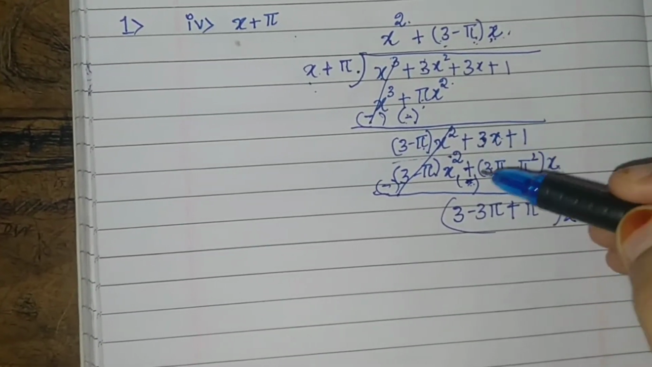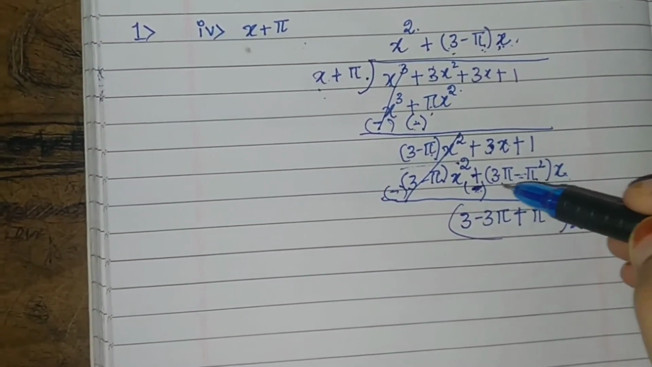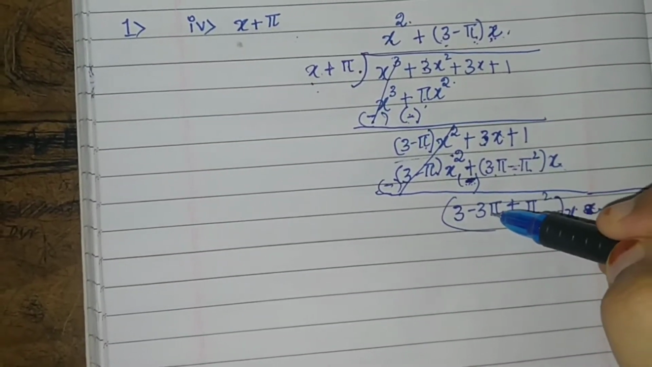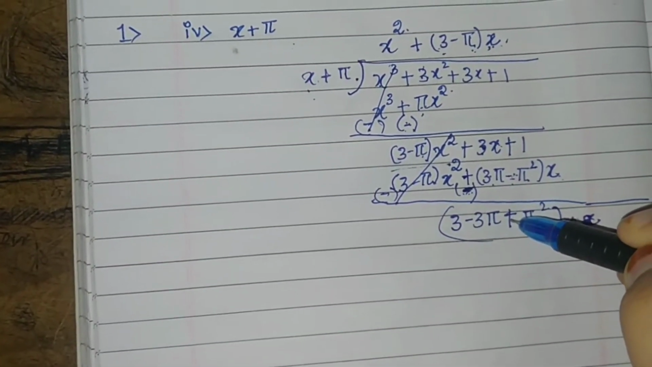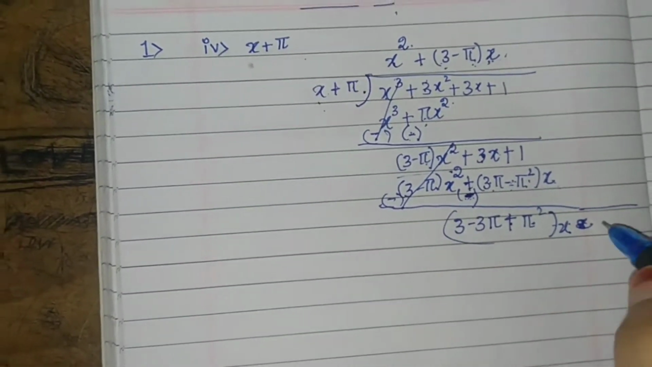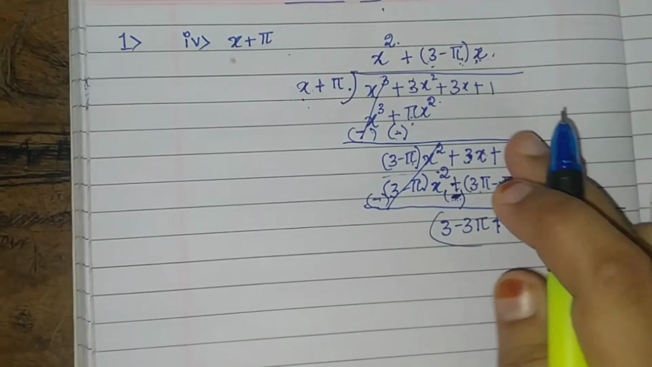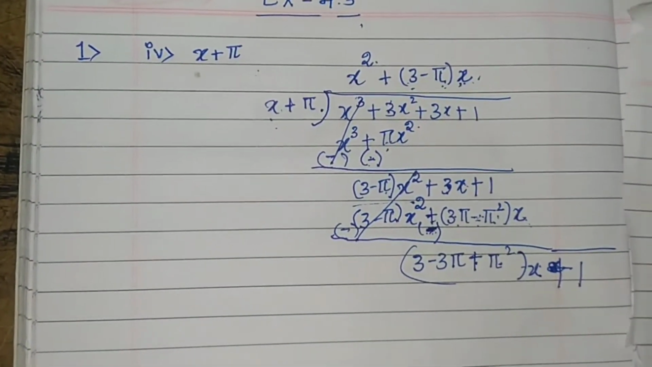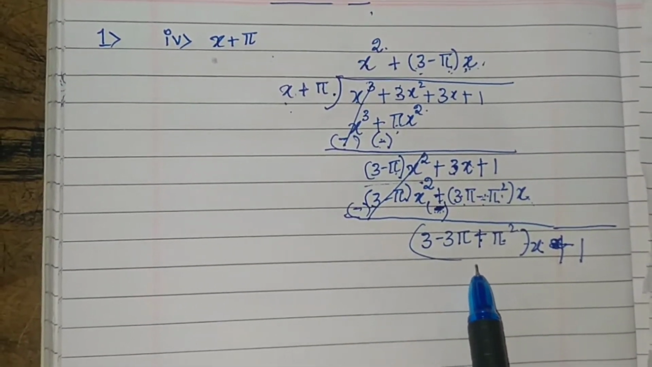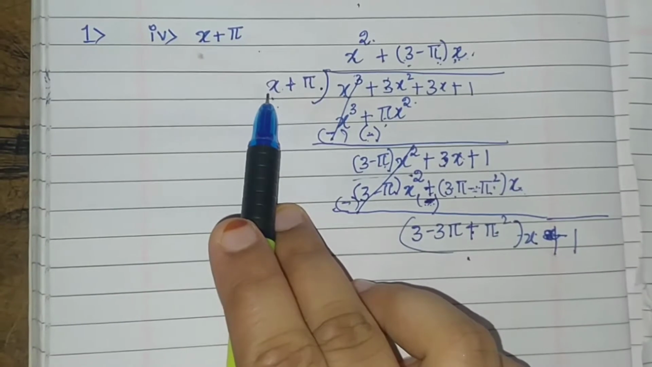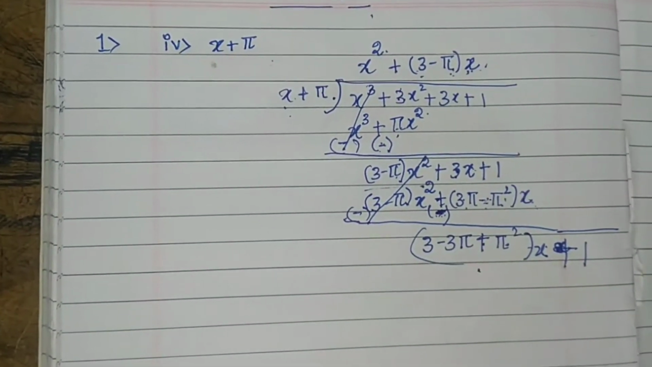So 3, after that when you open this bracket, you have to take this minus sign inside, isn't it? So minus 3 pi, minus into minus is plus, after that pi square. Okay, x as it is. So plus 1. So I have taken this one down. Okay, so after that what you have to do again, this is your first term of the dividend and this is your first term of the divisor. The same procedure you have to follow here also.